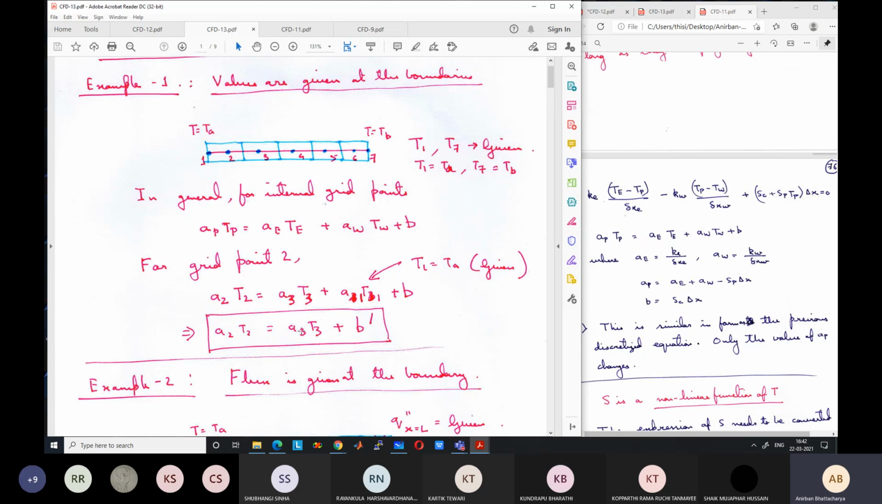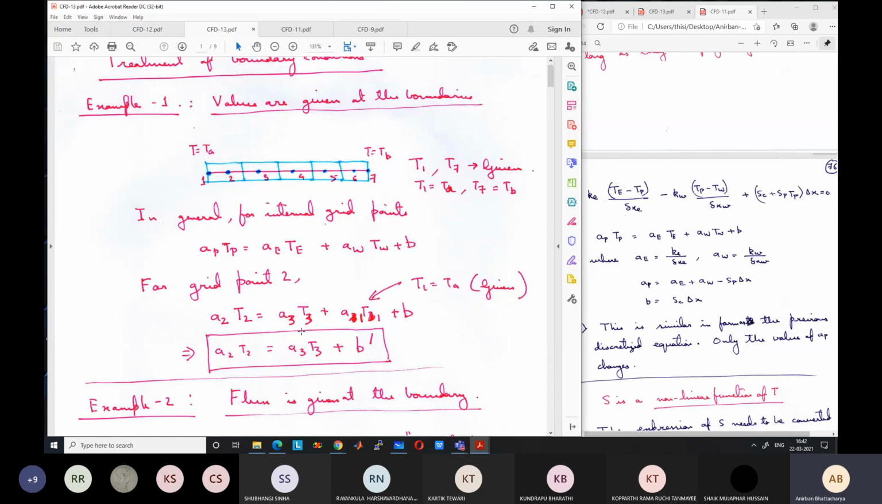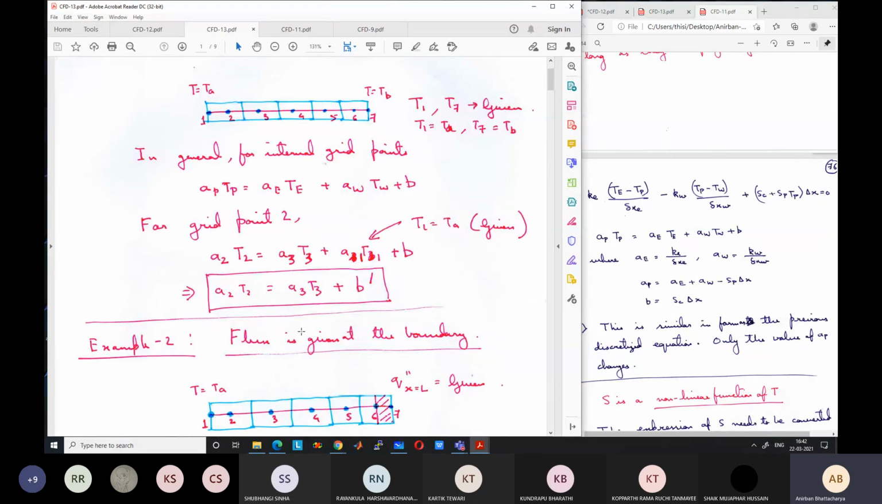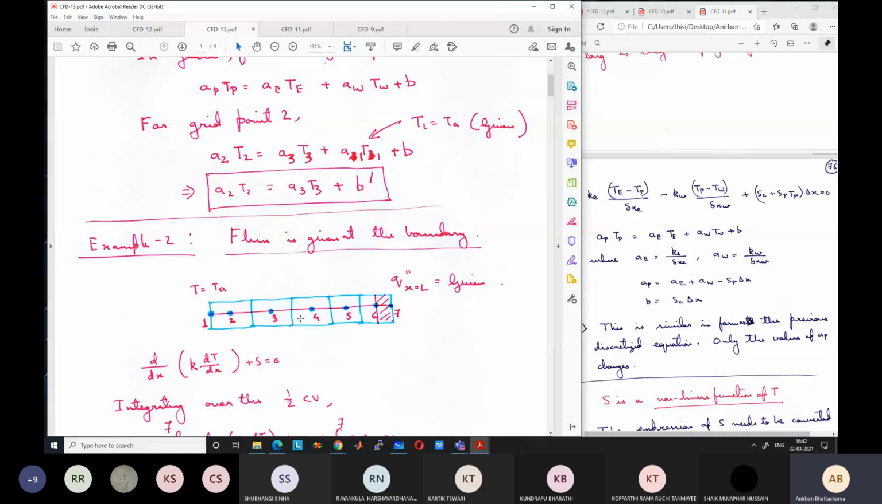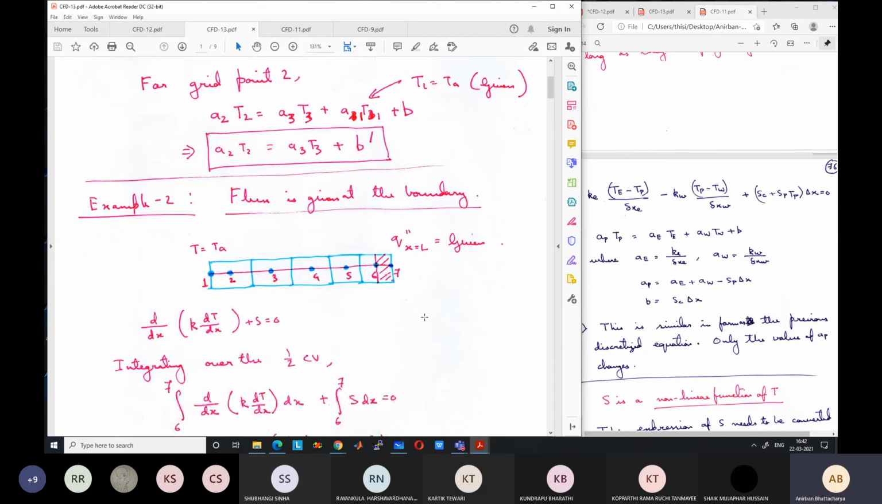Now the second type of condition may be that instead of the values, the flux is given. For example, heat flux is given, mass flux is given. So say for this side, the flux is given. Flux is equal to Q double dash at x equal to L. Q double dash is equal to minus K dT/dx. Remember that heat flux is equal to minus K dT/dx, so we will use that information in this case.